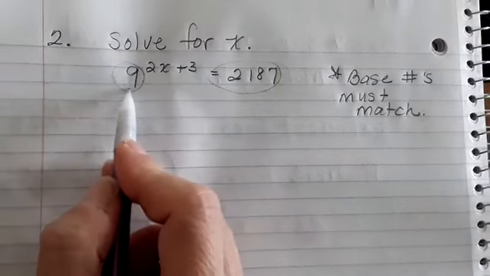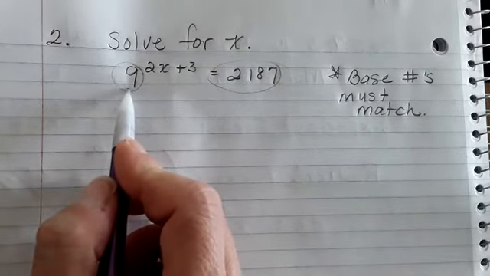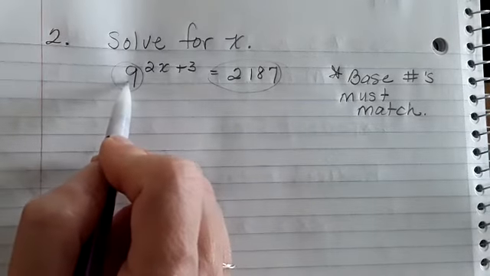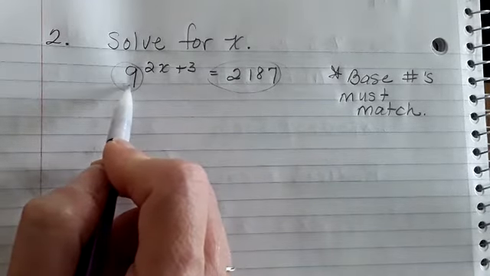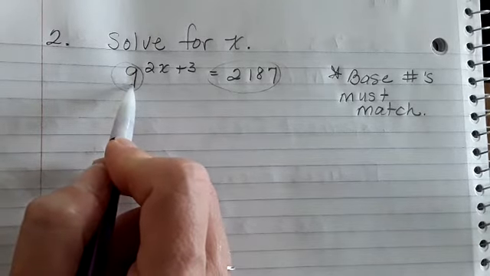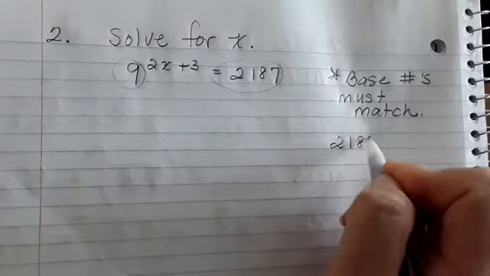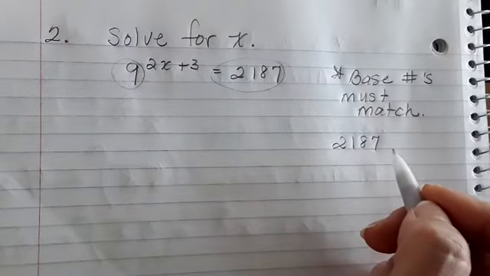So we might be able to keep it as a 9. The only other way to write a 9 is as 3 squared. So we can only use a base number of 9 or a base number of 3 to represent this number. So we need to see what we can do with that 2,187. So you've got some calculator work to do here.